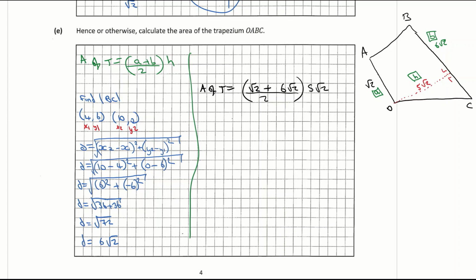And if I add what's in the brackets, I get √2 plus 6√2, that gives me 7√2 over 2, multiplied by 5√2. Which is going to give me an area of, well, multiplying 5 by 7, I get 35. √2 by √2 gives me 2. Again, use a calculator if you want, I'm just doing them in my head. Cancel out those 2's. So that's giving me an area of the trapezium of 35 square units. Okay, and that's the end of question 1.